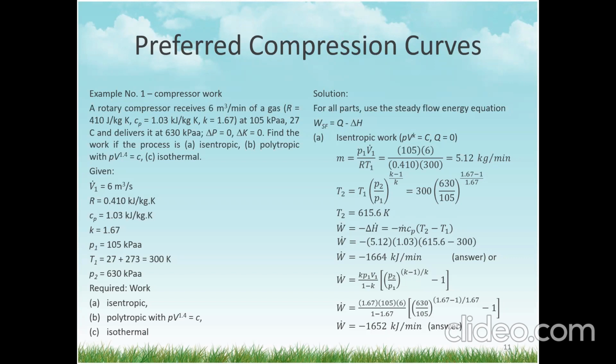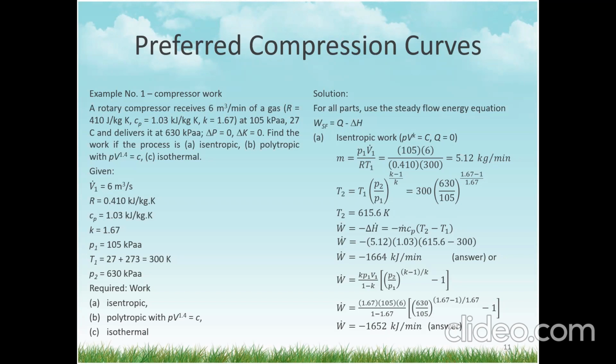Solution for all parts A, B, C, use the steady flow energy equation. Steady flow equation is Q minus W equals delta H. So A, isentropic work, PV exponent K is equal to constant, Q is equal to 0. The isentropic is Q is 0, Q is temperature times delta S. Okay? So the mass is equal to P1V1 over RT1, or 105 times 6 over 0.41 times 300, is 5.12 kilogram per minute. Okay?